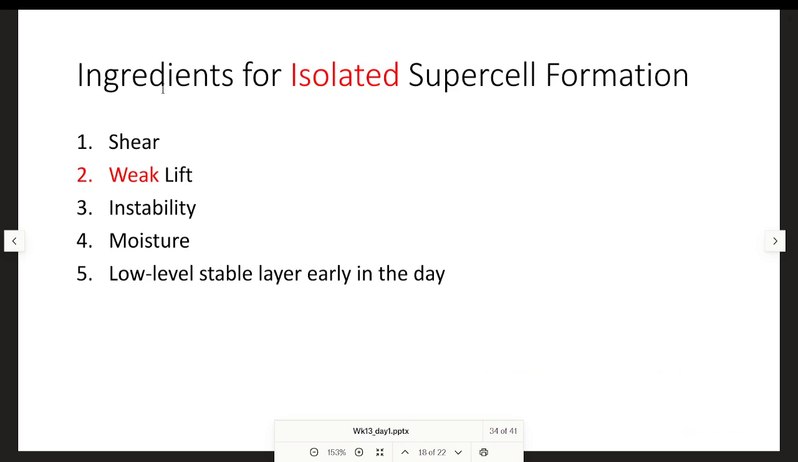So, isolated supercell formation: shear, weak to medium, I would say moderate, like mild to moderate lift. Not strong lift, but you can have medium lift and be fine. Instability, moisture, and a low-level stable layer early in the day.